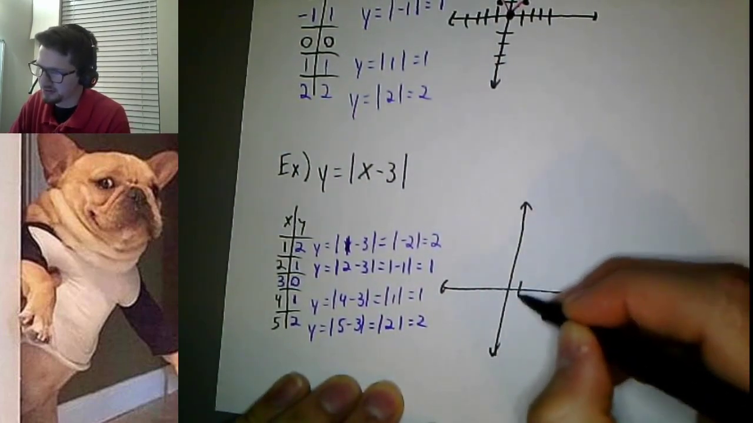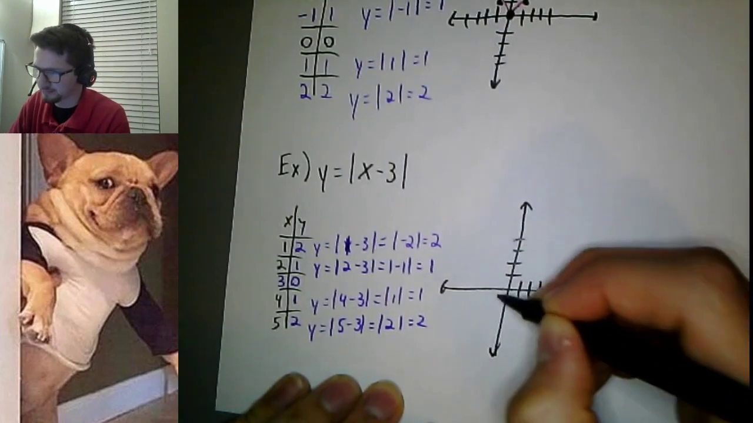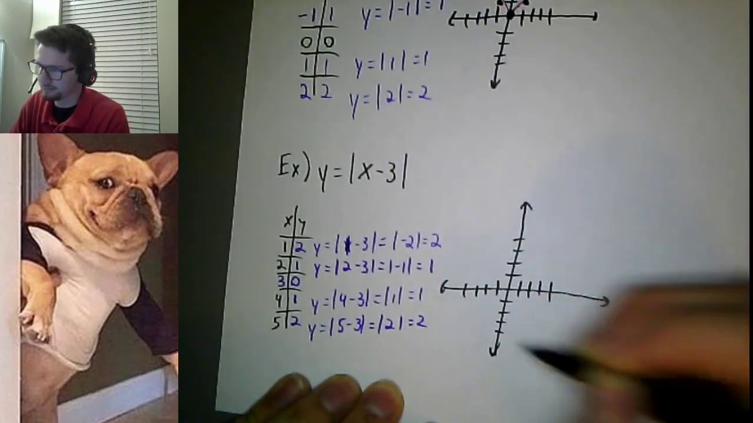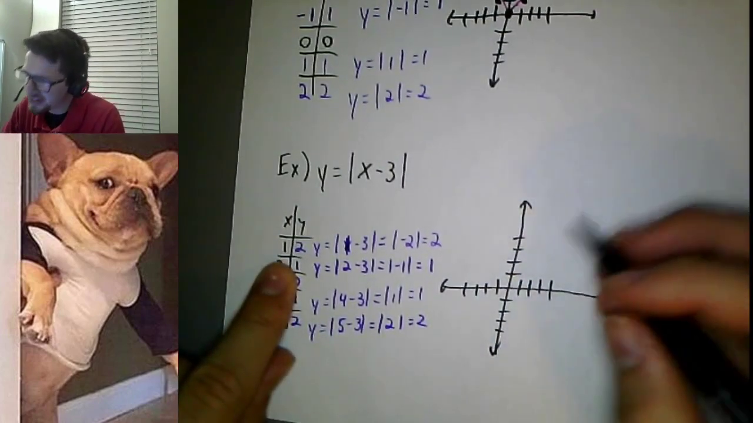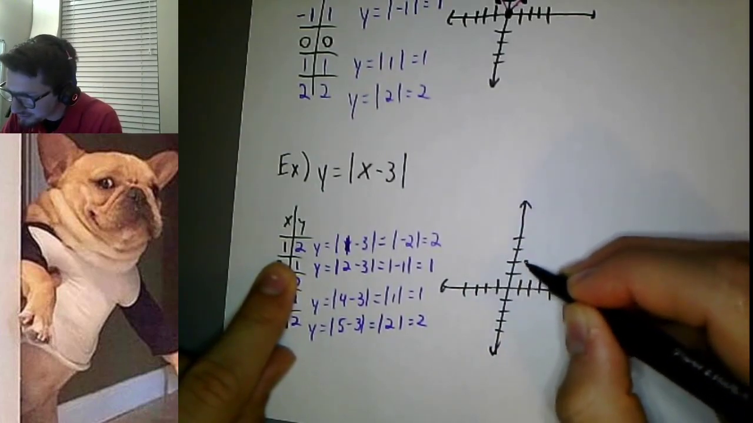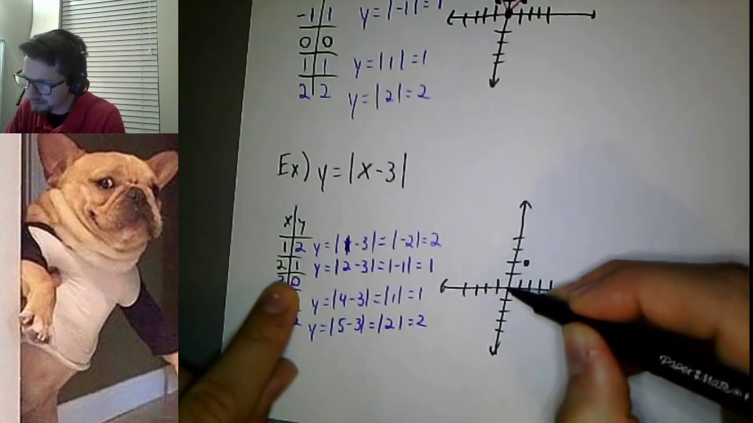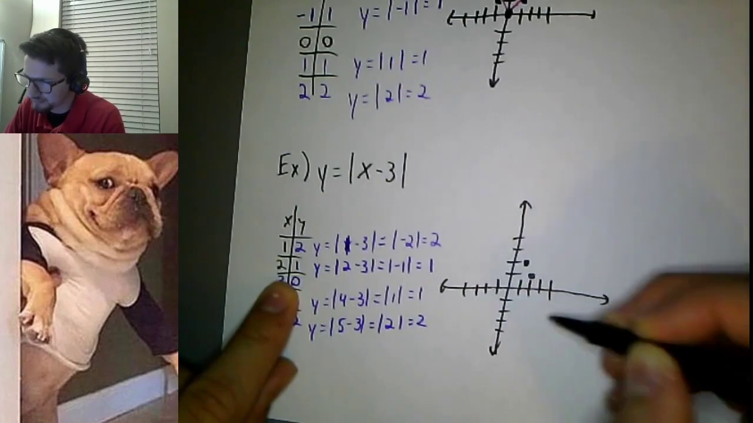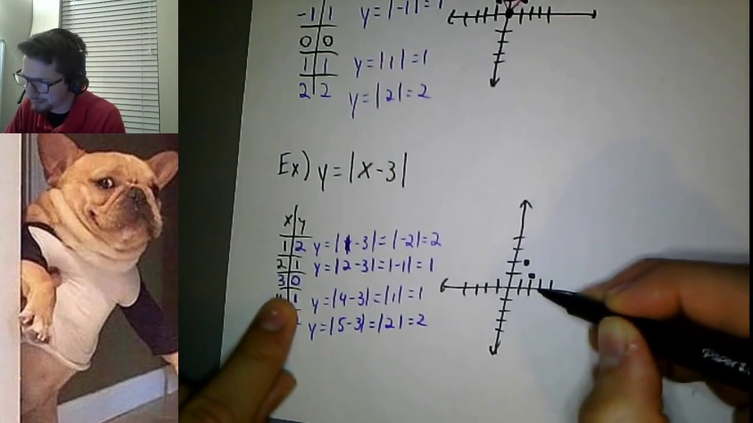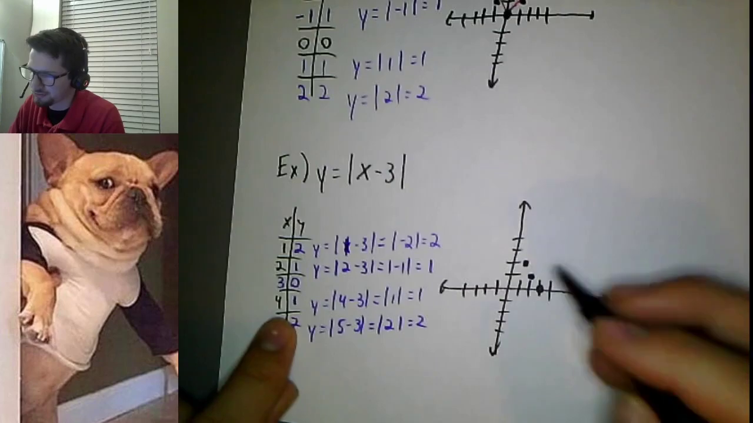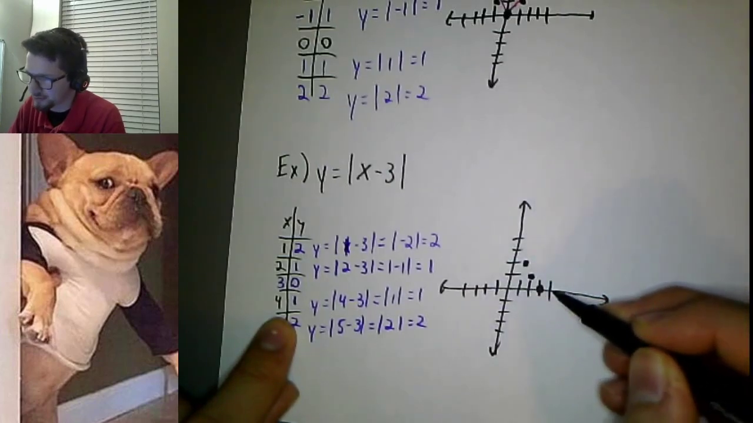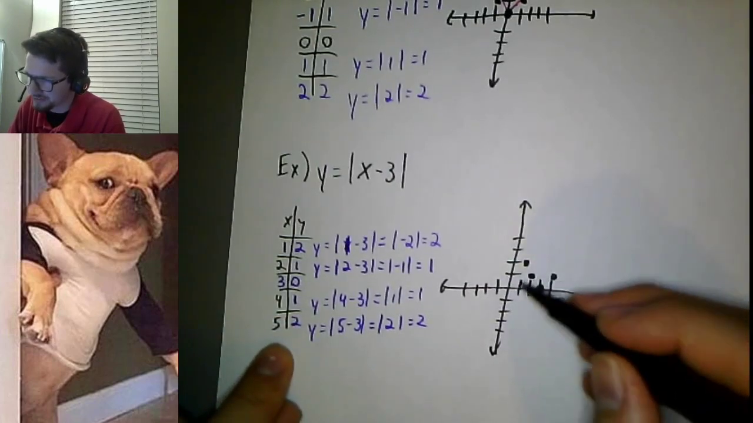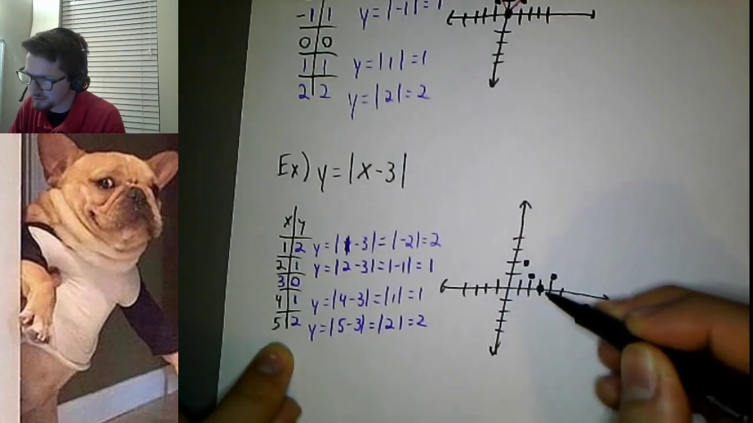So when we put this on a graph: right 1, up 2. Right 2, up 1. Right 3, don't go up. Right 4, up 1. Right 5, up 2.